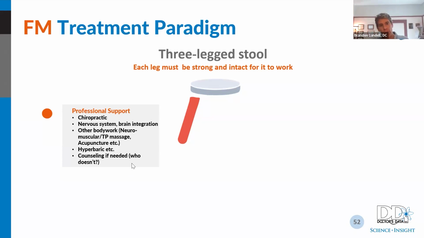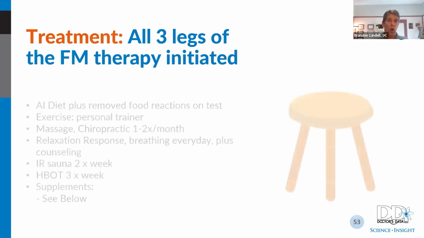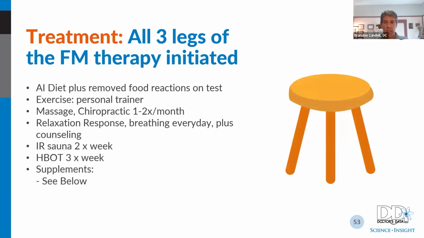This professional support leg is the things that we can't do for ourselves: chiropractic, massage, hyperbaric oxygen, counseling. Needing professionals to help you through. Then lifestyle, including exercise, stress reduction, sleep, attending to your spiritual needs, social and relationships, and nutrition, which includes both diet and supplementation. So all three legs need to be initiated in order for someone to actually heal.